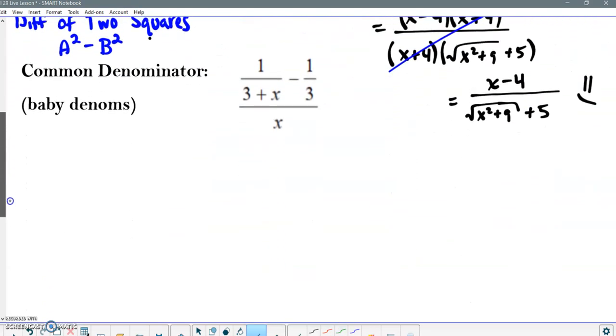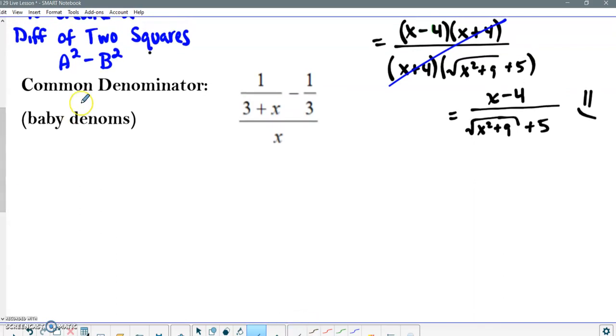The second thing we're going to talk about today is getting a common denominator. And I say baby denominators because typically you're going to be given some sort of function like this: f of x equals 1 over 3 plus x, minus a third, over x. I say baby denominators because these are denominators, fractions within fractions. I keep picking green and it keeps writing in black. I don't know what's going on here. There we go. So this 3 plus x, that's a denominator. 3 is a denominator. They're like little baby ones inside of our fractions.